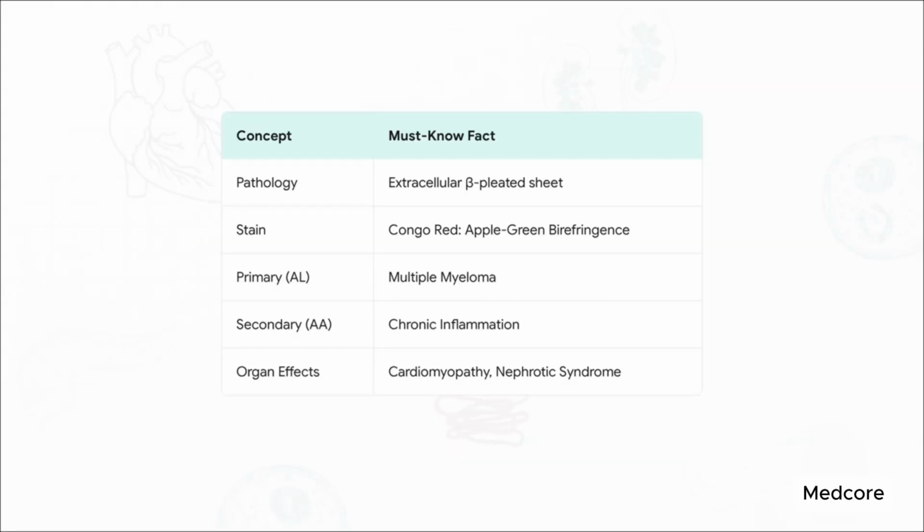If you remember nothing else, remember this: the core pathology, extracellular beta-pleated sheet deposits. The pathognomonic finding, apple green birefringence with Congo red stain. You gotta know that one. The key associations, AL amyloid goes with multiple myeloma, and AA amyloid goes with chronic inflammation. And for the clinical picture, think of the two big ones: restrictive cardiomyopathy in the heart and nephrotic syndrome in the kidneys. If you know this table, you are in fantastic shape.